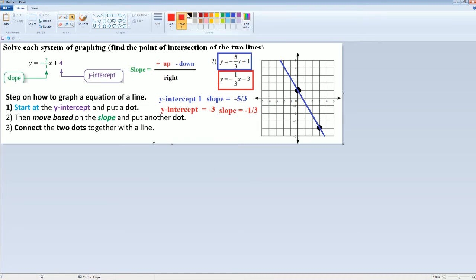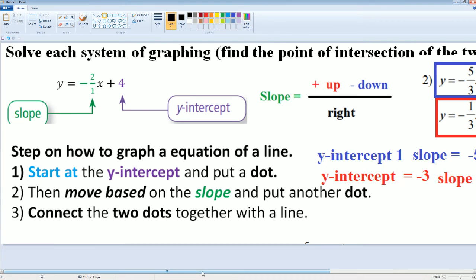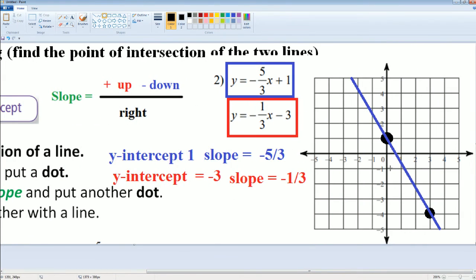So let's put our dots now. Okay. Y-intercept is -3, so -1, -2, -3. Put your dot there. Slope here is -1/3, so you go down 1 and across 3, right? The top number was negative, that means goes down. The bottom number means goes to the right, so down 1 to the right 3. 1, 2, 3. Put a dot there. Now you connect it.